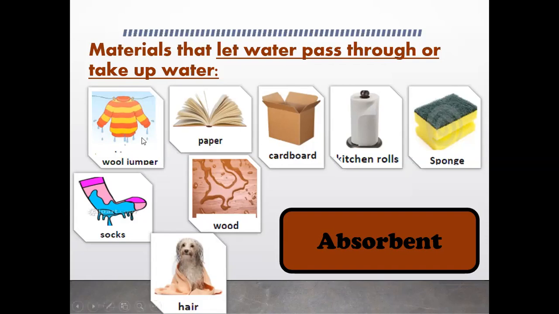Also, the wool jumper, for example, takes the water inside. If you are wearing a wool jumper on a rainy day, you will not be protected from the rain, or from the water. Why? Because it's absorbing, it's taking the water inside, so you are not going to be protected.